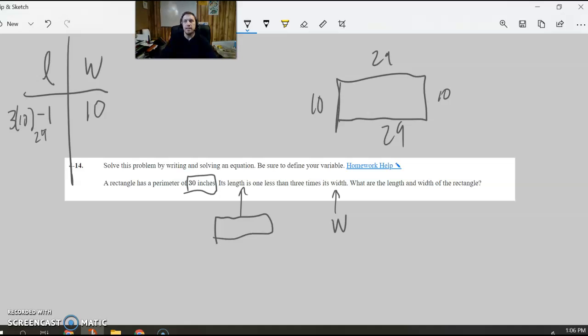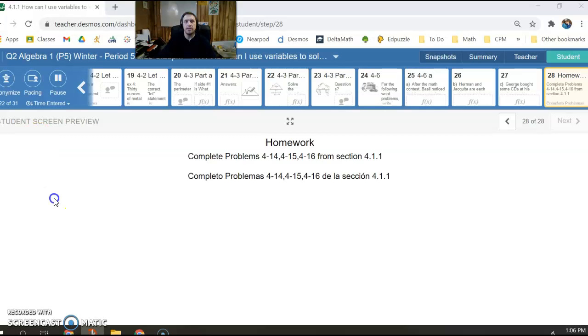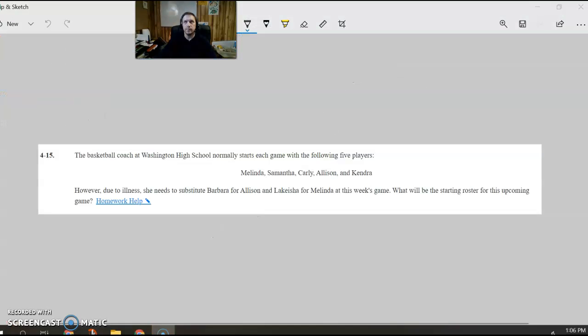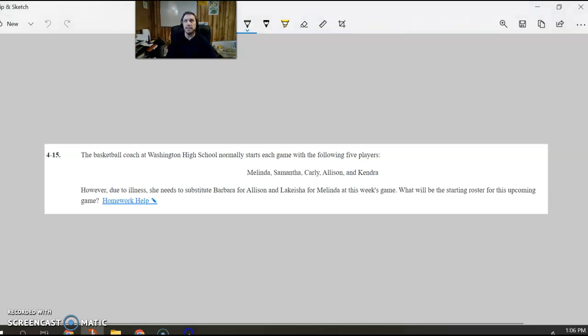All right. Now, taking a look at problem 415. The coach has this rotation of 5 starting players: Melinda, Samantha, Carly, Allison, and Kendra. However, she needs to substitute Barbara for Allison and Lakeisha for Melinda at this week's game. So what will be the starting roster? You need to rewrite the starting roster, including these substitutions. I think you can handle that one.